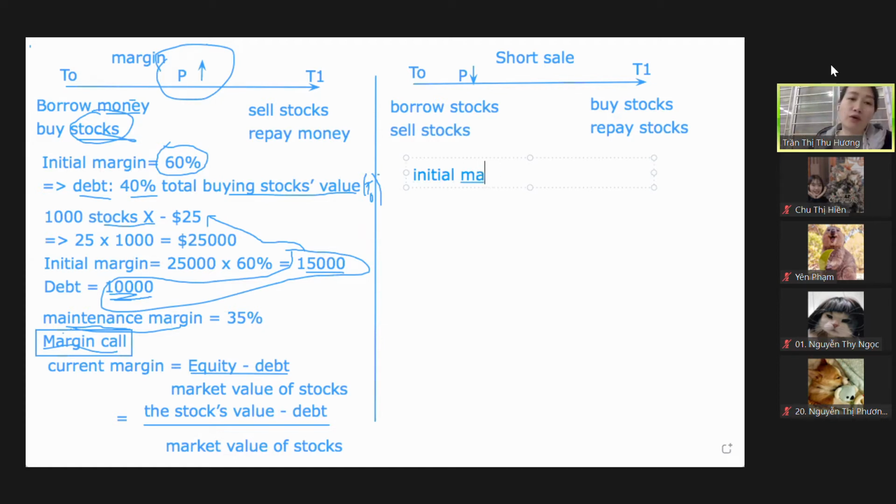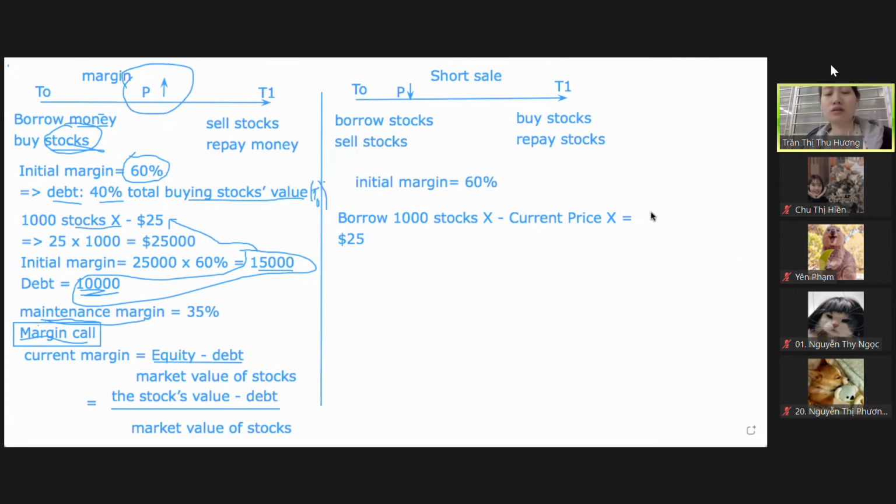Now, for example, you borrow 1,000 stock X from the securities company, and the current price of the stock X is $25. Remember, in short sale, you borrow stock. You don't borrow money, you borrow stock.